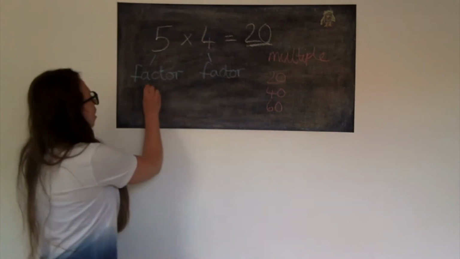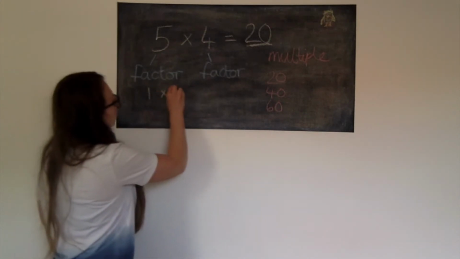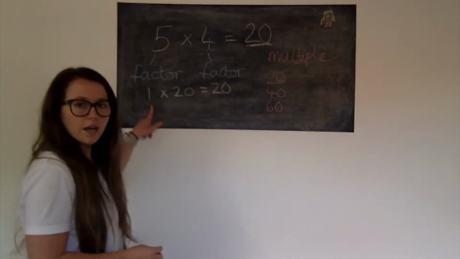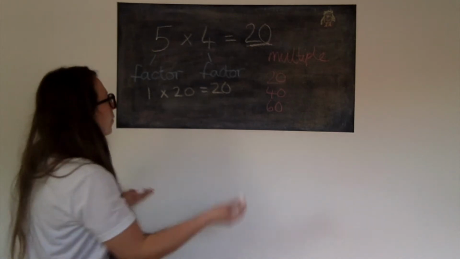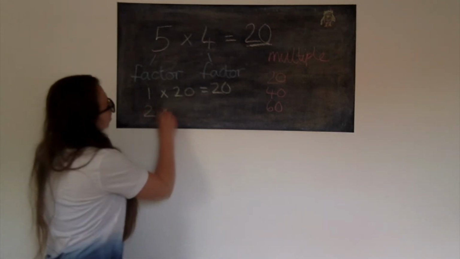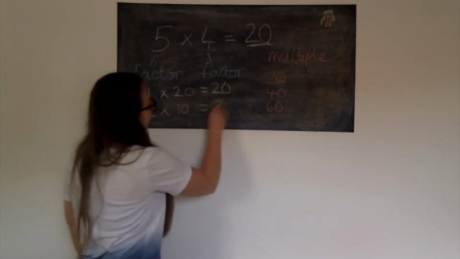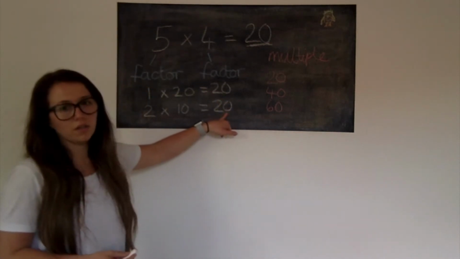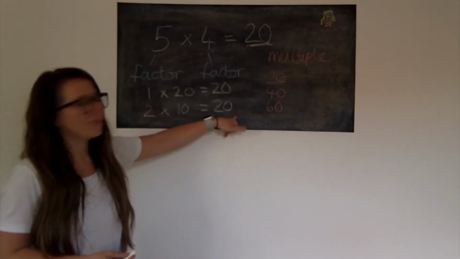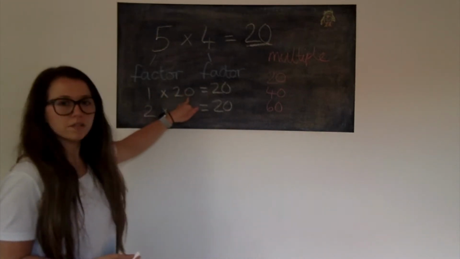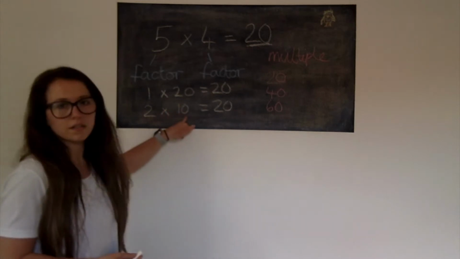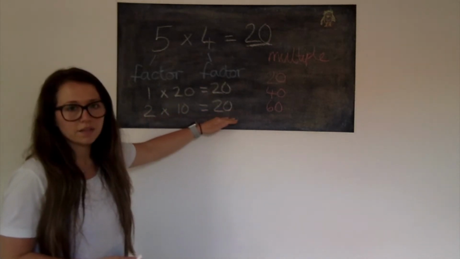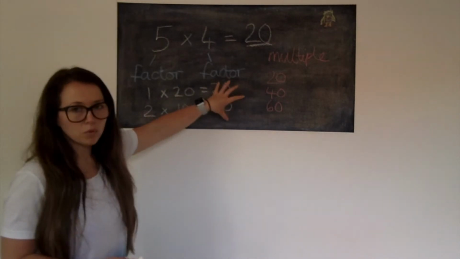So a good place to start would be 1. 1 times 20 is 20. So 1 is a factor, 20 is a factor. Then we carry on. 2 times by 10 is 20. Okay, so we're constantly looking for factors of 20. So 1 is a factor, 20 is a factor, 2 is a factor, 10 is a factor. Numbers that times together in order to get our answer. Okay, and this one is our multiple.